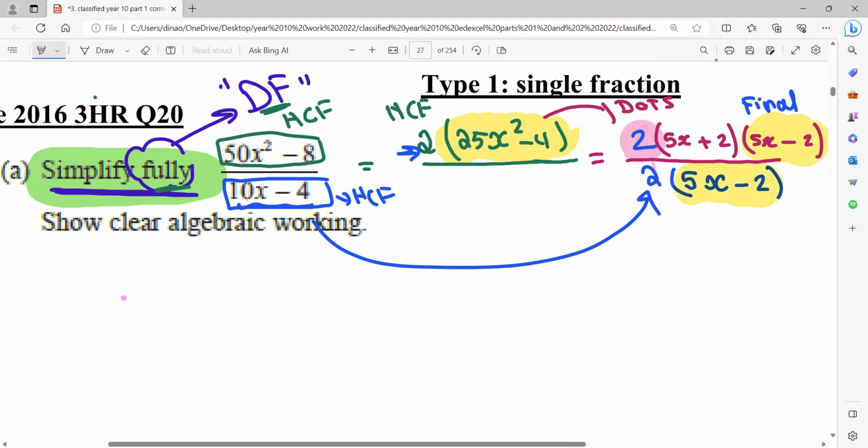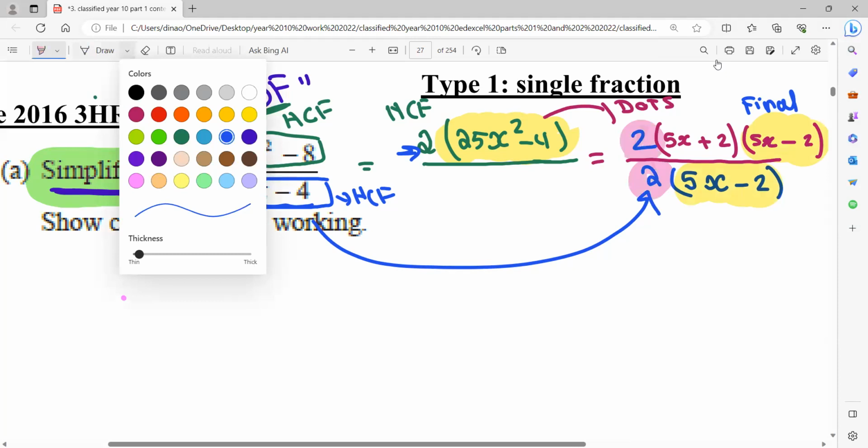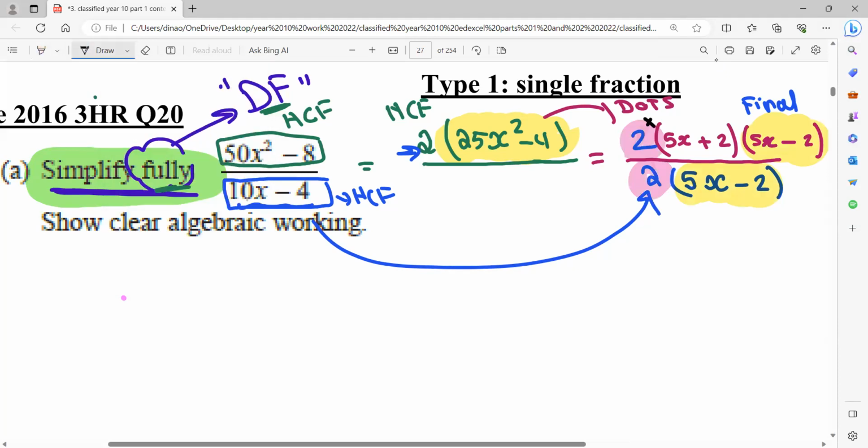The 2 can also be cancelled, because as we agreed, all of these items are multiplied. So if you have any item that is common up and down, then you cancel. So the final answer over here, we remove this with this and this with this, leaving me with 5x plus 2. That's it. So again, let's summarize this again.